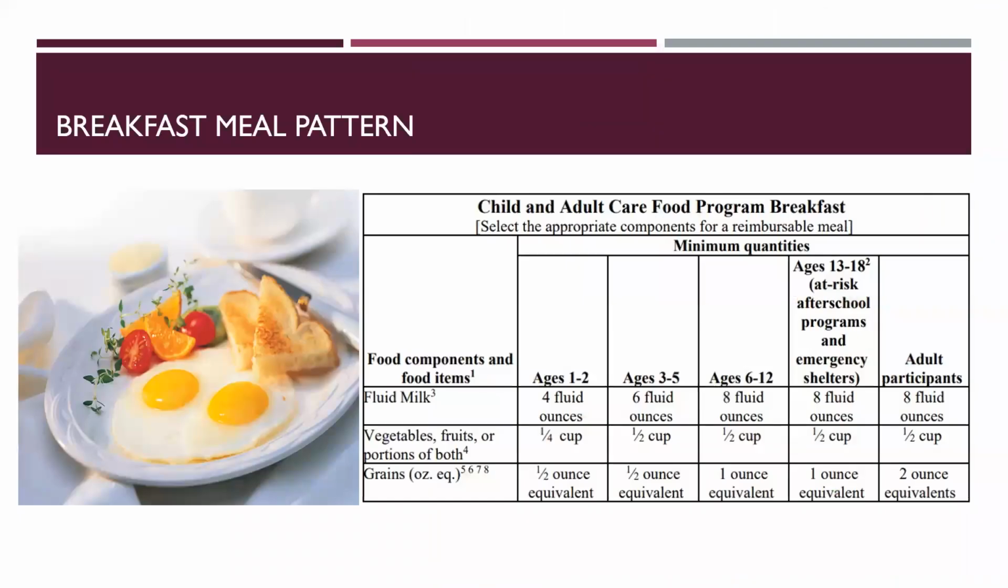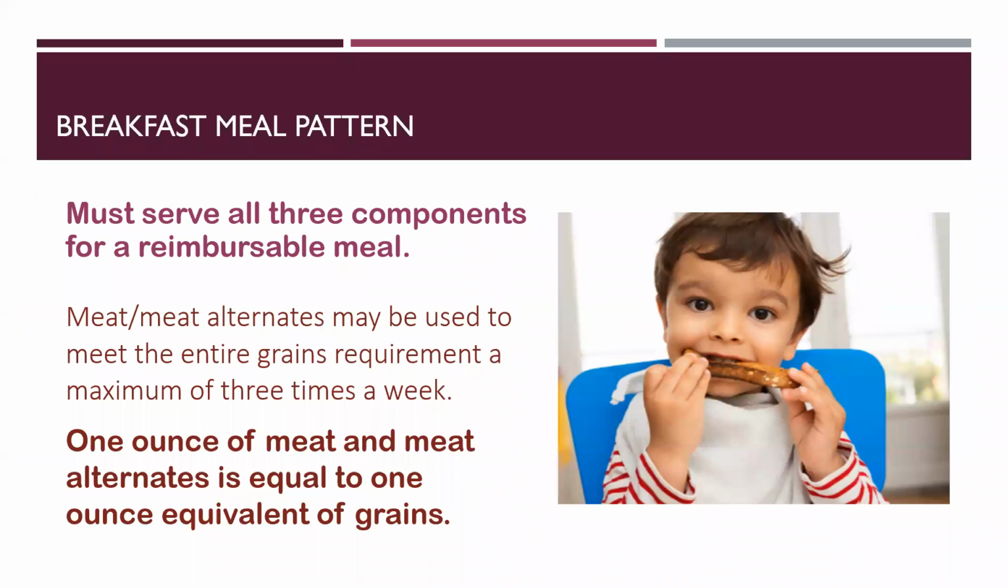The first meal pattern we're going to discuss is the breakfast meal pattern. In order to be creditable and reimbursable, you must serve all three components. You are allowed to serve a meat alternate in place of the entire grain requirement a maximum of 3 times a week. 1 ounce meat alternate equals 1 ounce equivalent grain.